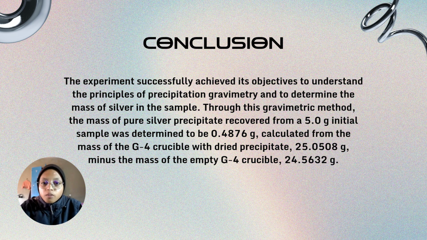The last part of this video presentation is the conclusion. The experiment successfully achieved its objectives: to understand the principles of precipitation gravimetry and to determine the mass of silver in the sample. Through this gravimetric method, the mass of pure silver precipitate recovered from a 5 gram initial sample was determined to be 0.4876 gram, calculated from the mass of the G4 crucible with dried precipitate, 25.0508 grams, minus the mass of the empty G4 crucible, 24.5632 grams. That's all.